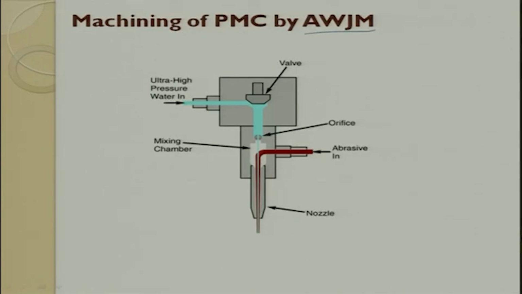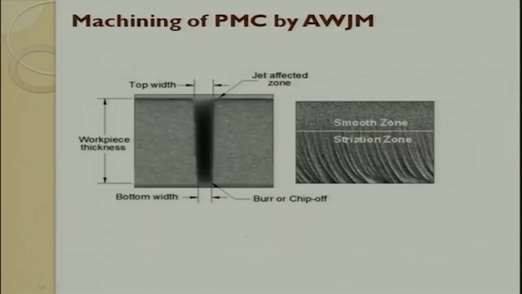Basically, water comes in at a very high pressure. There is a mixing chamber. In this mixing chamber you can mix water and abrasive, or you can have air and abrasive. Air and abrasive is called the abrasive jet machining process. Water and abrasive is called the abrasive water jet machining process. It comes out of the nozzle and then you do the machining.